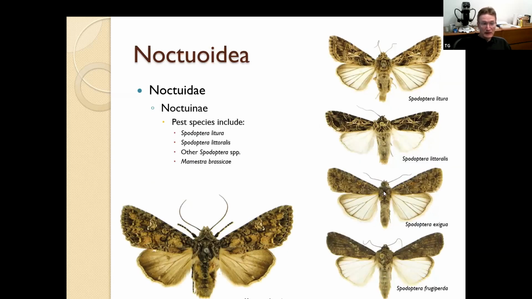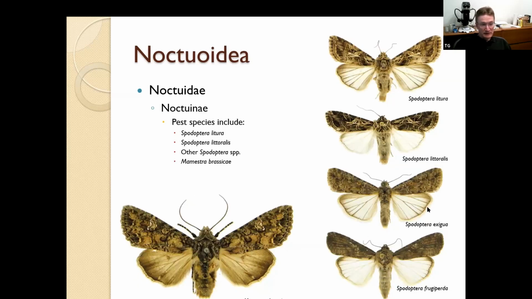Spodoptera. These are really important pest species. Spodoptera litura from Asia, littoralis, more from the Palearctic. Exigua is really common. Frugiperda is the fall armyworm. It's one of the most important pests in the world. It's now been spread recently throughout pretty much the entire world. Mamestra brassicae is a cabbage pest that's really important.